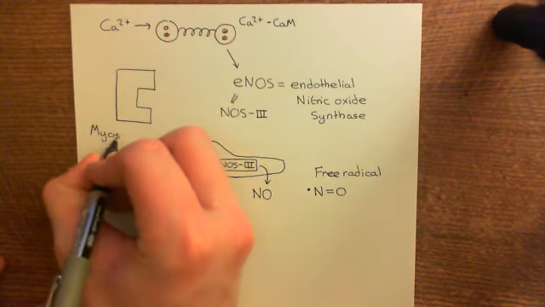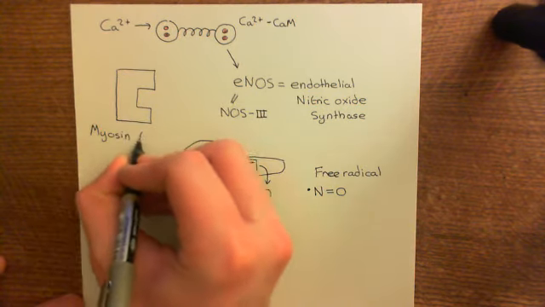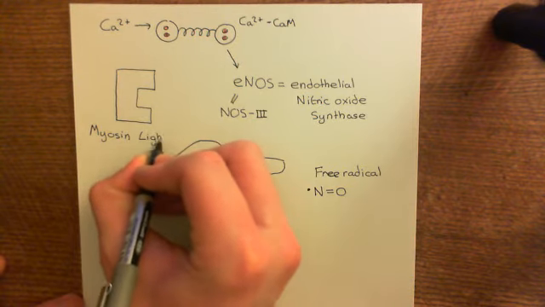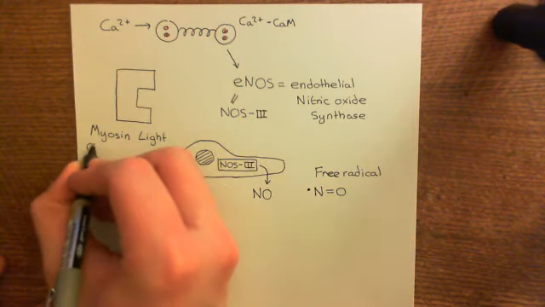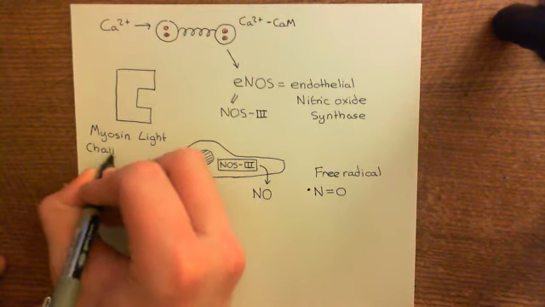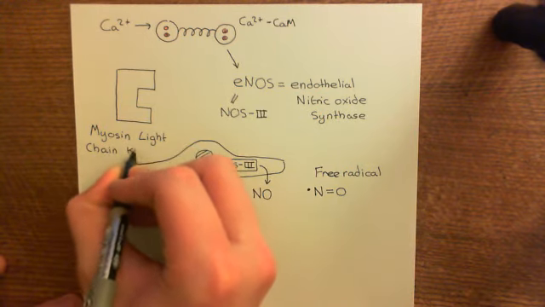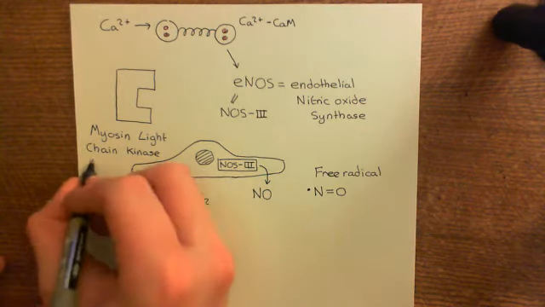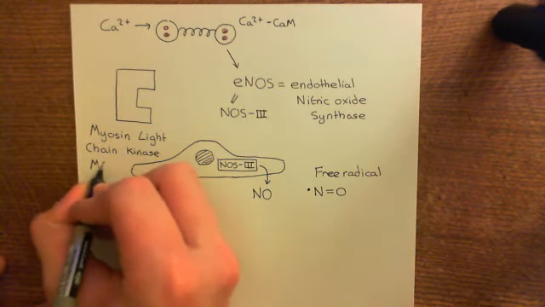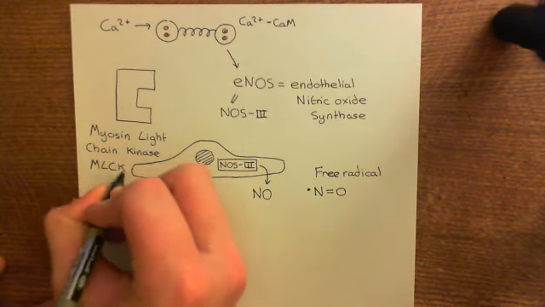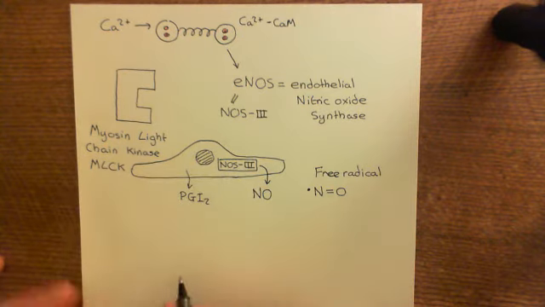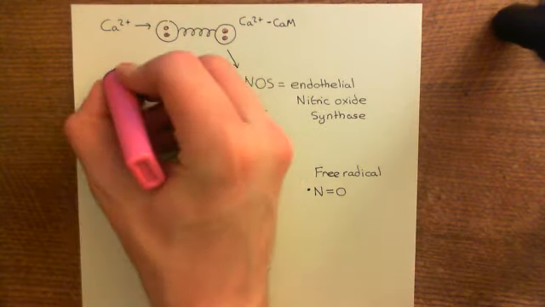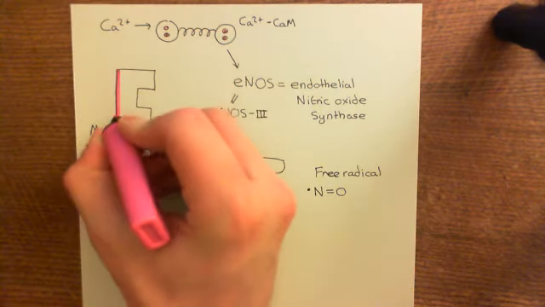Myosin light chain kinase, often abbreviated to MLCK for short. So you take the first letters of these 4 words and put them together to get MLCK. Initially the myosin light chain kinase is inactive, so we'll give it a colour. We'll colour it in vivid purple.